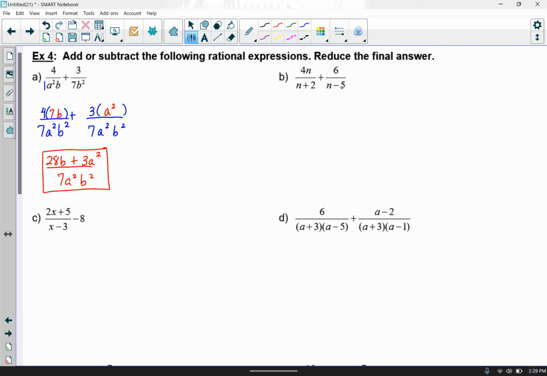All right, let's scoot over to letter B. Letter B, I want to add these two rational expressions together. I can see that they do not have the same common denominator, so I need to build equivalent fractions, getting that common denominator. So I'm going to need the first denominator for sure. Move over to the second one. That's new and different, so I'm going to need both of those pieces in my common denominator, n plus 2, n minus 5. Bring down the existing numerators, 4n and 6.